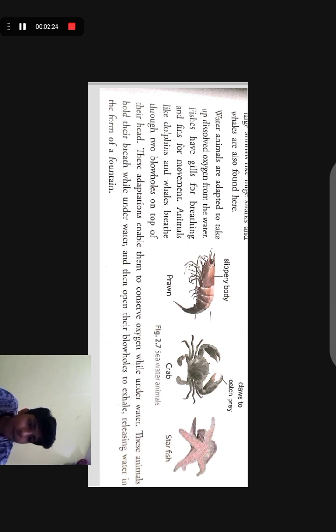First of all, these are the prawns, crabs and starfish. Prawns have a slippery body which allows water to pass through it, and crabs have claws to catch their prey, and the starfish looks like a star. Okay.